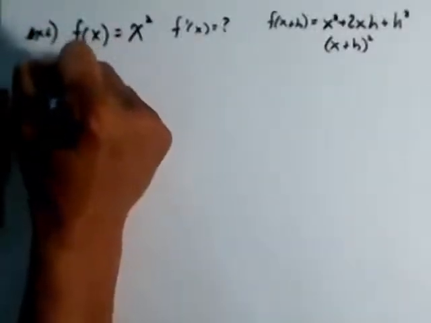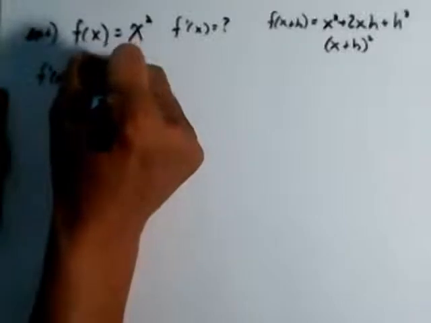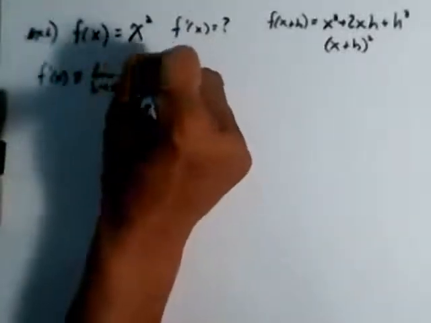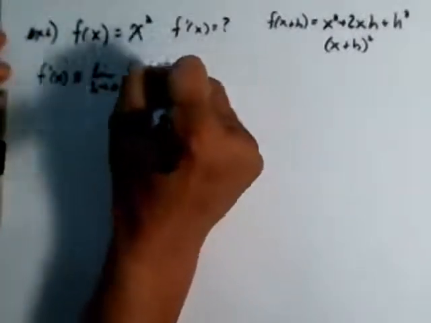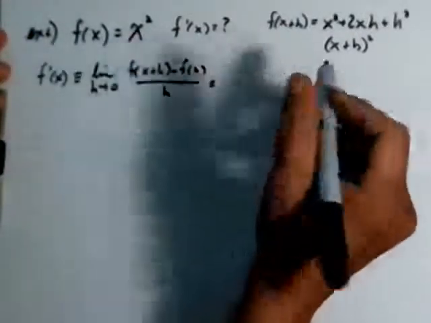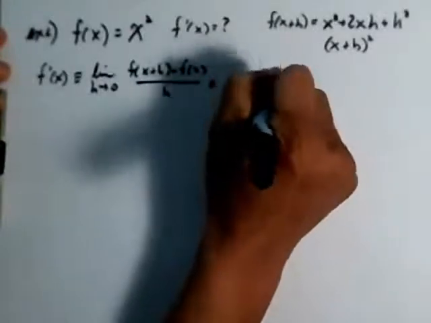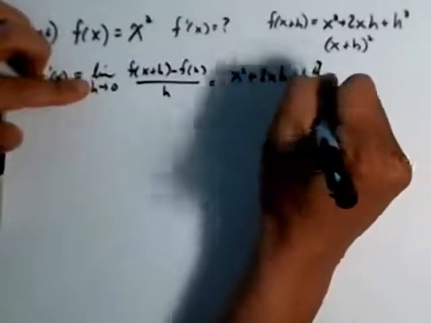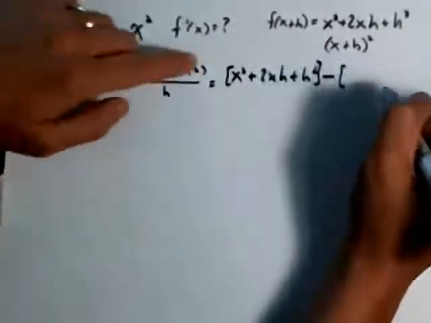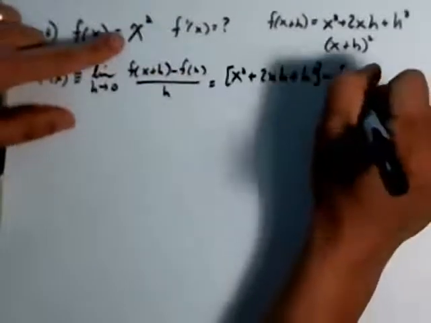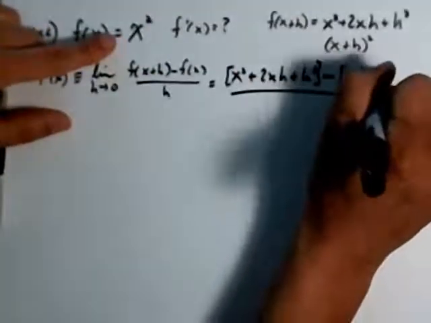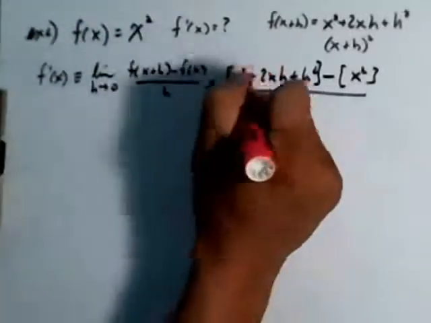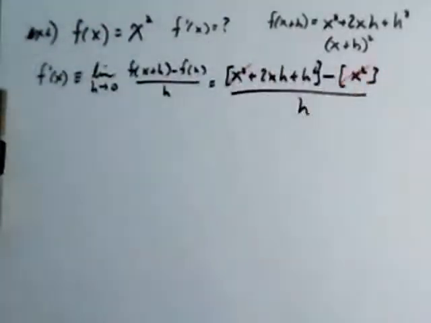So f prime of x is defined as the limit as h approaches 0 of f of x plus h minus f of x all over h. That becomes x squared plus 2xh plus h squared minus the quantity f of x right there, which was x squared, all over h. Notice something magical happens. The x squared and the minus x squared will cancel out.